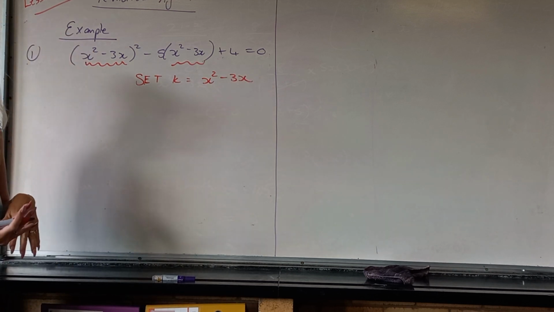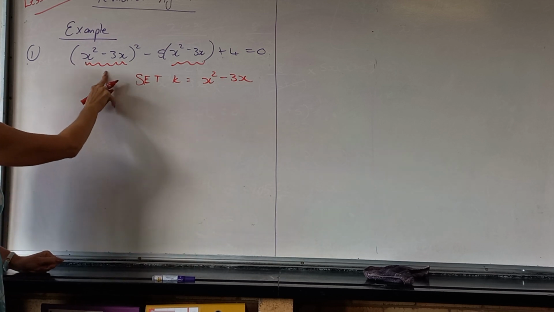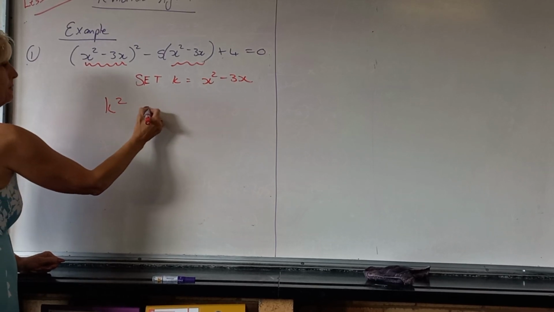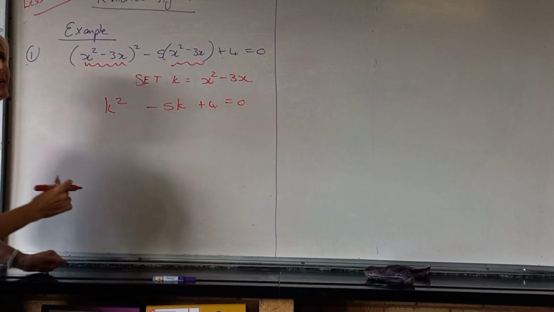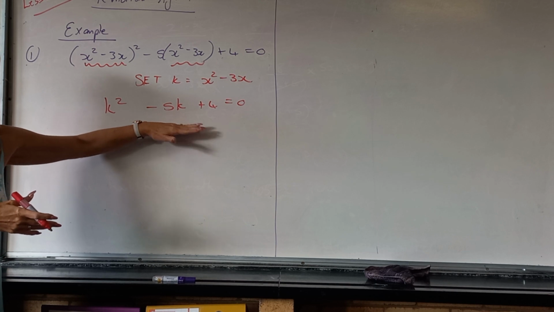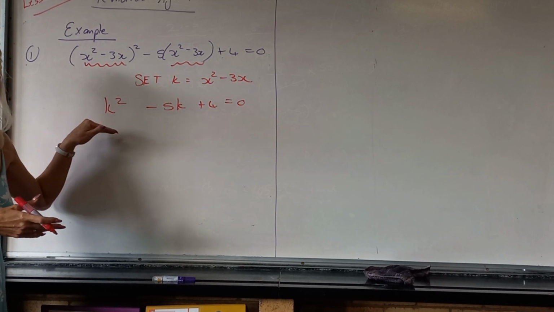So no, it's just a different type of thing. It's not exponential anymore, but you're still using the K method. So if I substitute K, this will be K squared minus 5K plus 4, which is a much nicer looking equation, because it's quadratic. It's already equal to 0, otherwise I would have to put it equal to 0. Then I will try to factorize it.